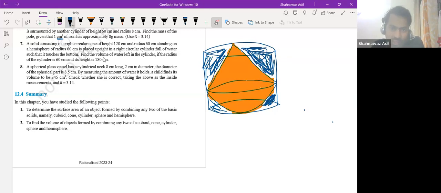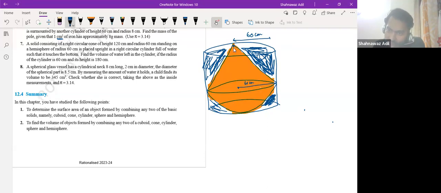So in this question, find the volume of water left in the cylinder if the radius of the cylinder is 60 centimeter. So the radius of the cylinder, we know that is 60 centimeter. This is also 60 centimeter. This is also 60 centimeter, right? And the right circular cone of height 120 centimeter.